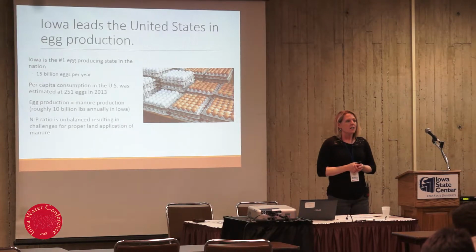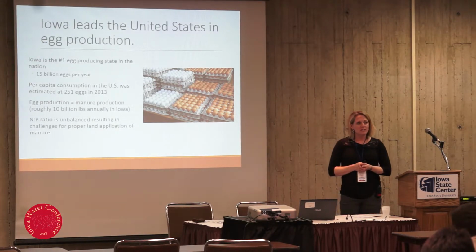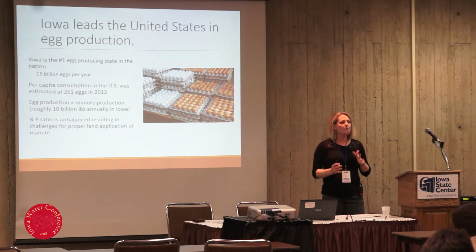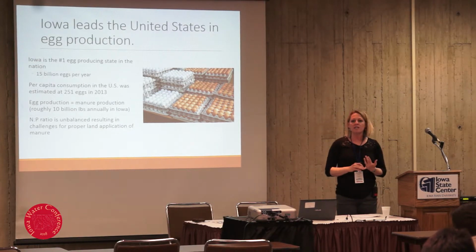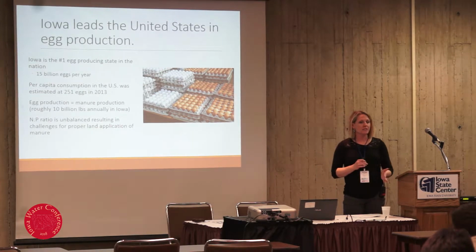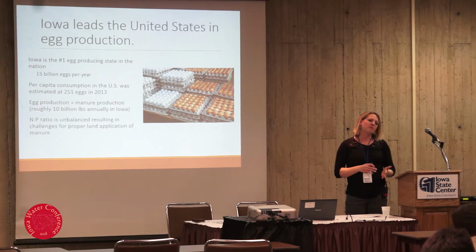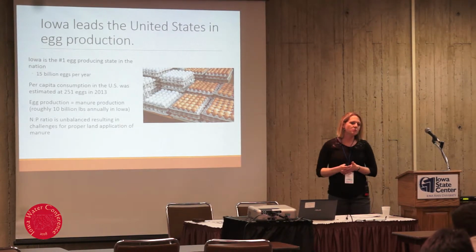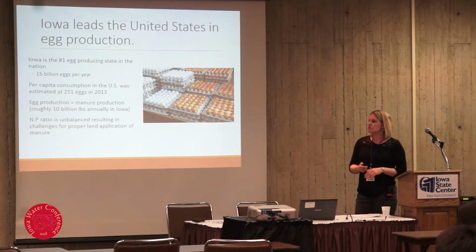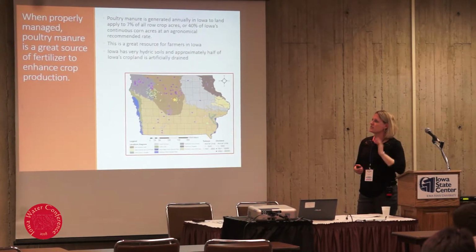And poultry manure provides an excellent source of organic fertilizer, but it's also not balanced in the nitrogen to phosphorus ratio. So if we apply poultry manure to meet the nitrogen needs of the crop, then we are over-applying the phosphorus needs of the crop. So that's one of the greatest challenges in efficiently using manure to fertilize crops across the state.